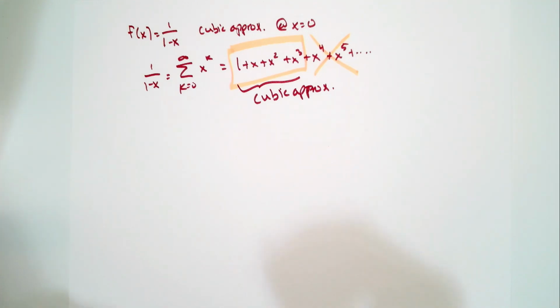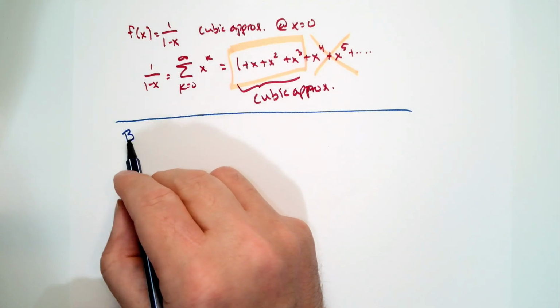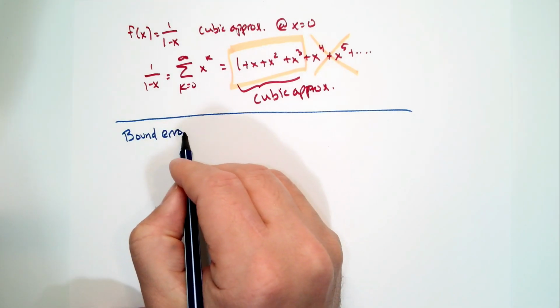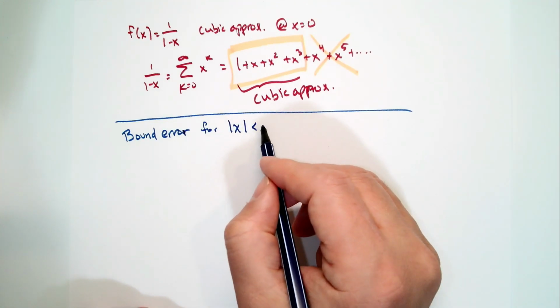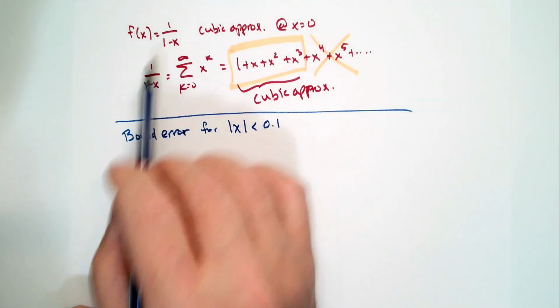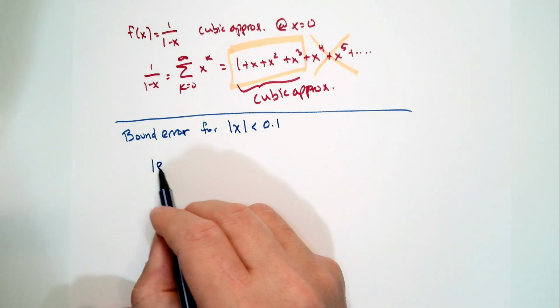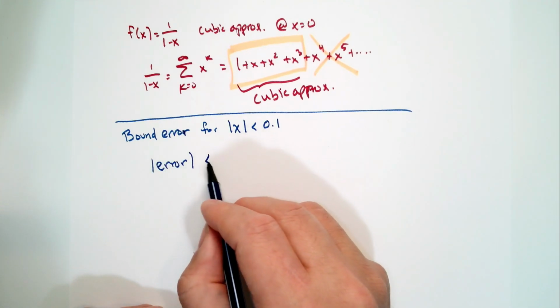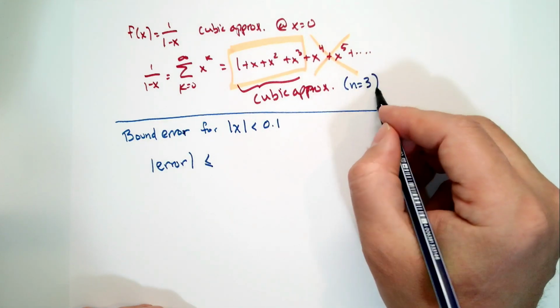Now, the interesting part comes from saying, what's the error? In other words, we want to bound the error for the size of x within 0.1. Okay, in other words, we want to look at this cubic approximation. So how do you bound that? Well, the size of your error is at most, if you're doing a cubic approximation, remember, that's another way of saying n equals 3.